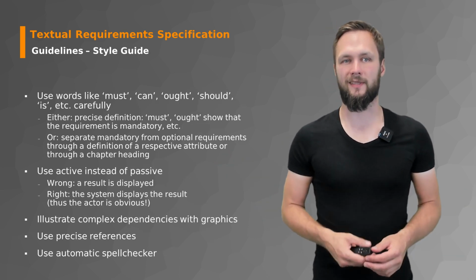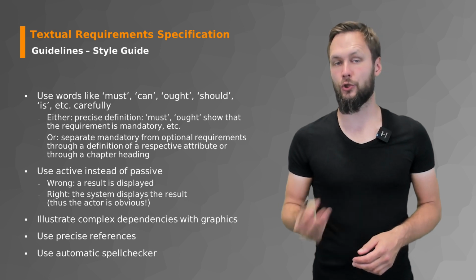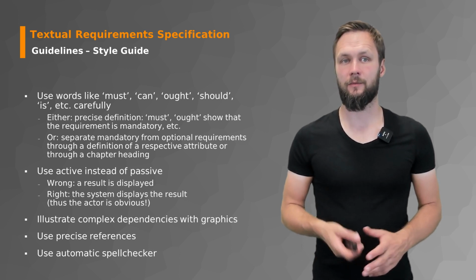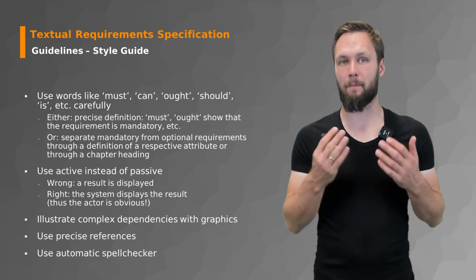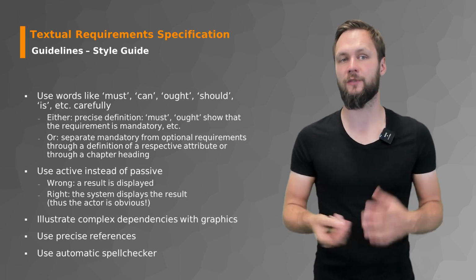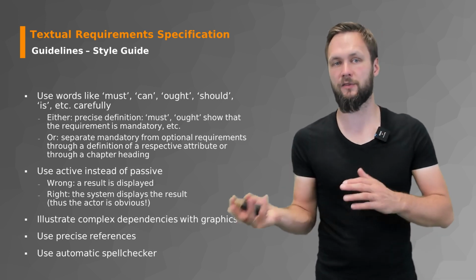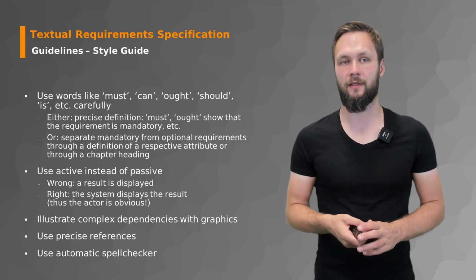Moreover, use words like must, can, ought, should, is carefully, because they could be indicators that this is a mandatory requirement if you use them in this way. So for example, the system must do something or ought to do something.